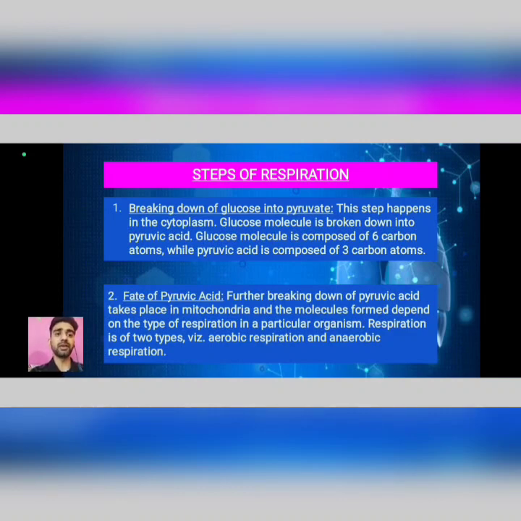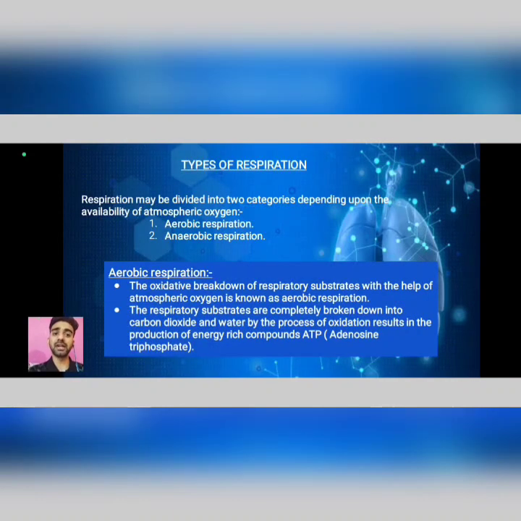First of all, breakdown of glucose into pyruvate, and the second is the fate of pyruvate. The first step takes place in the cytoplasm, where a 6-carbon glucose molecule gets broken down into 3-carbon pyruvic acid. This step is common in every organism, but in the second step the pyruvic acid undergoes oxidation or a catabolic reaction and forms different products, right? So on this basis respiration is of two types: aerobic respiration and anaerobic respiration.